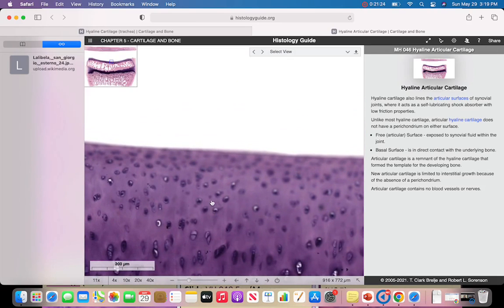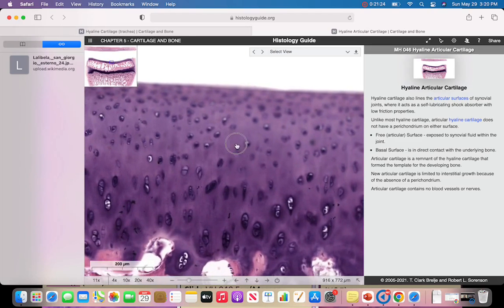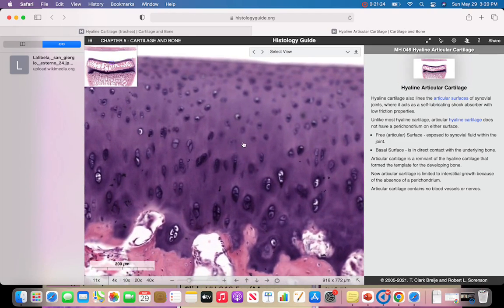So articular cartilage will get nutrition from the synovial fluid. It's found inside the joint cavity. So it will get its nutrition from the synovial fluid. But all the other features are the same. We have interterritorial and territorial matrix. We have isogenous group or cell nests.